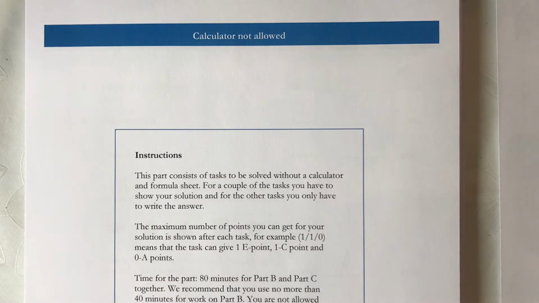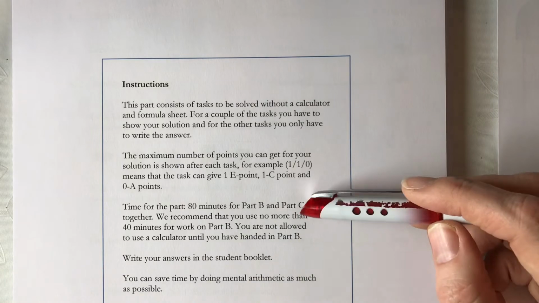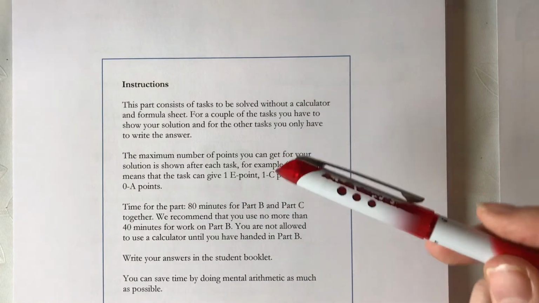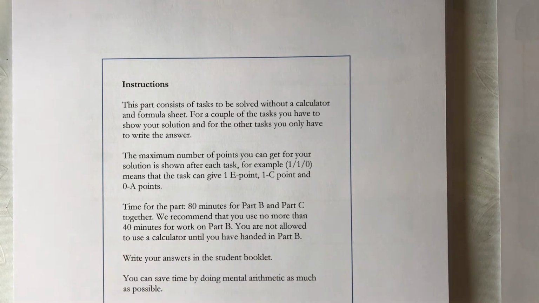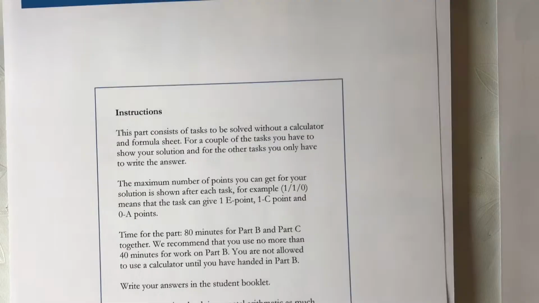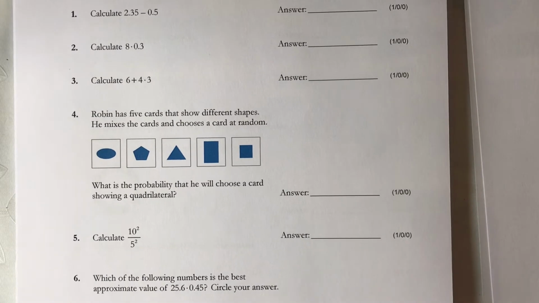The time for this paper is 80 minutes for both this paper and another part, C. So they would recommend that you use 40 minutes on this paper and 40 minutes on the next paper. We'll have a look at the time and see how many minutes it takes us to do this paper. Right, let's start with question 1.